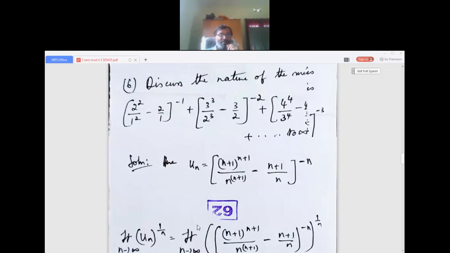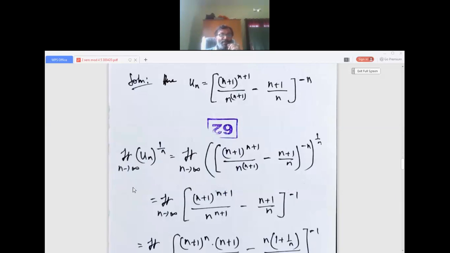write it. Then limit n tends to infinity of un power 1 by n. Once you get un, limit n tends to infinity, (n plus 1) power (n plus 1) divided by n power (n plus 1), we apply the limit for this, minus n plus 1 power n minus n, whole power 1 by n. That is Cauchy's root test. Now how do we simplify it?